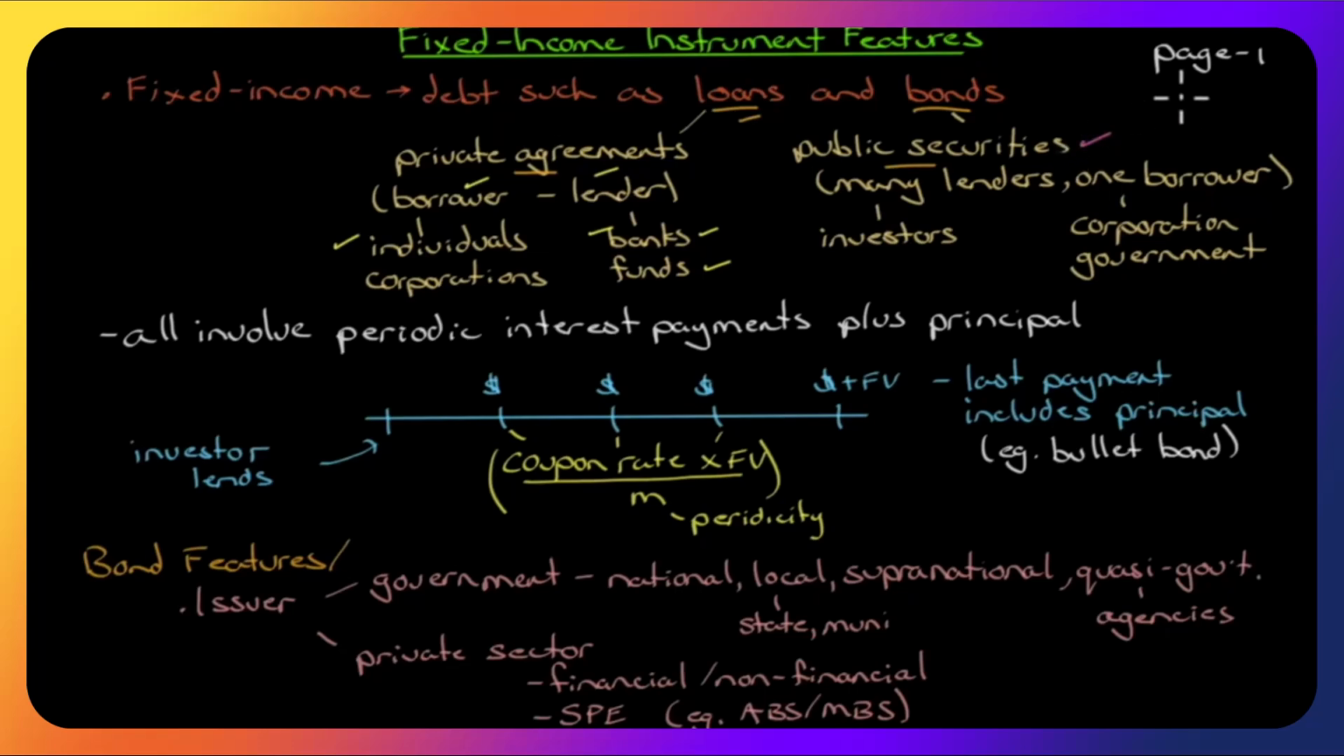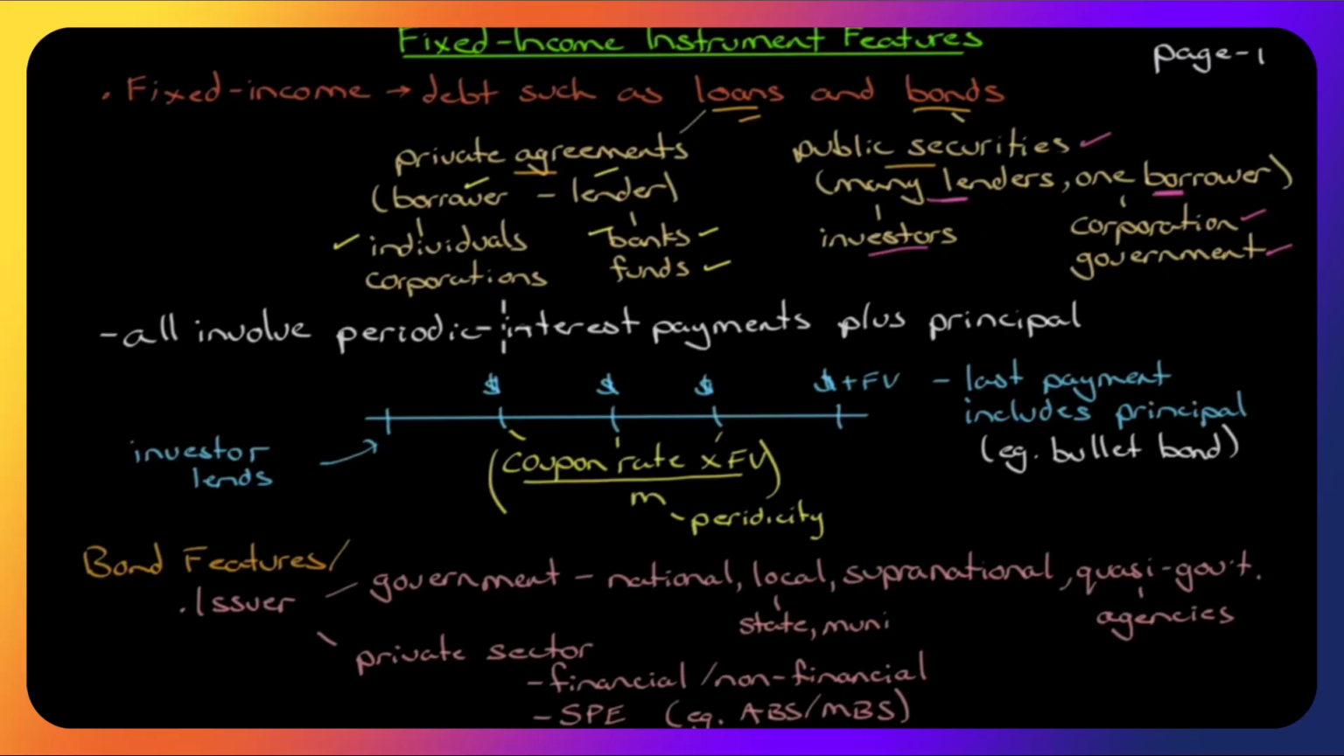Bonds are publicly traded securities. Here we have many lenders, one borrower. The borrower can be a corporation or the government. And when we say many lenders, if you buy a government bond, you're actually lending money to the government. Well, lots of people buy government bonds. That's what we mean, many lenders.